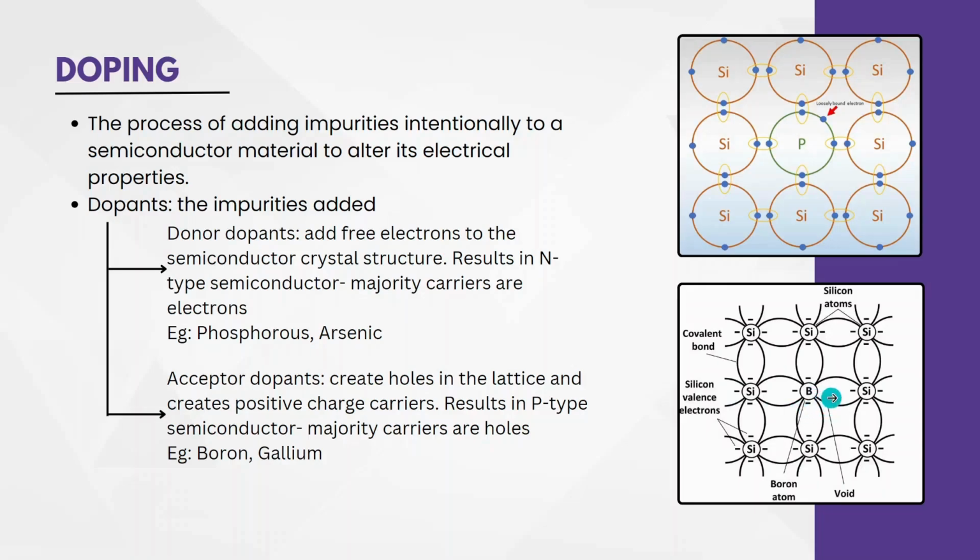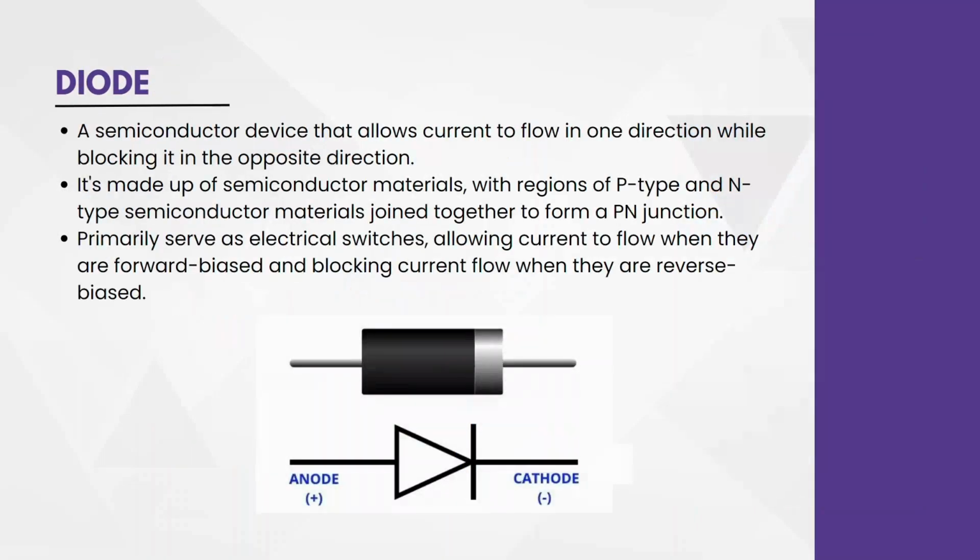And there is an absence of electron here, so there is a void, so we can consider it to be a hole. Now, all this property of a semiconductor is used in designing a diode. So a diode is a semiconductor device and it allows the flow of current in only one direction and blocks it in the opposite direction. So it can be used as a switch.